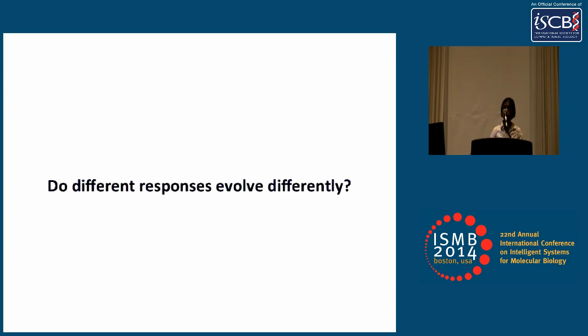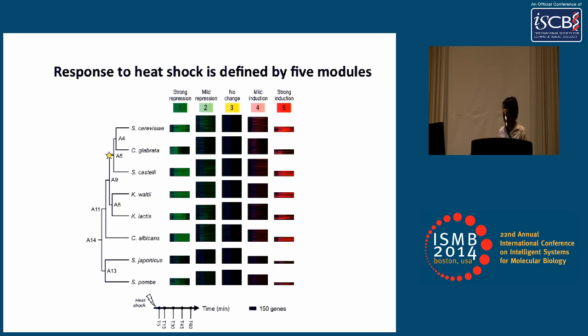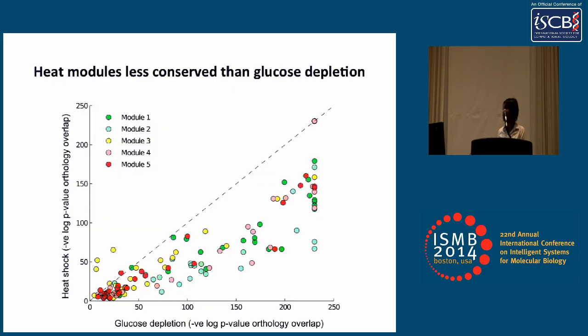We also used Arboretum to try to understand how different processes evolve. And so, for example, we applied Arboretum to a subset of the species for which we measured heat shock. And what we found was that the patterns were very similar. However, the modules themselves were actually not very similar. And in fact, we found that heat shock was less conserved. So what you see here is each circle is color-coded based on the module it actually represents. So green means strong repression, and red means induction.